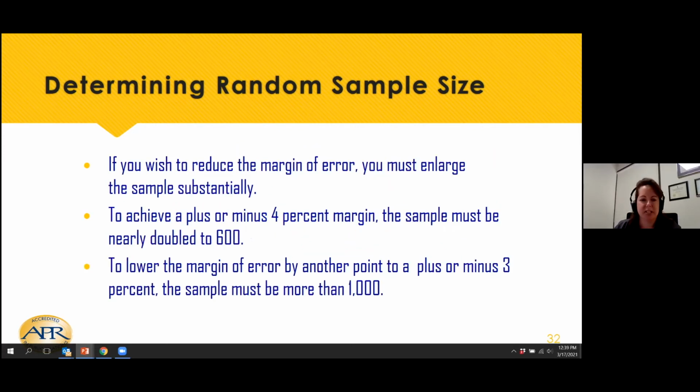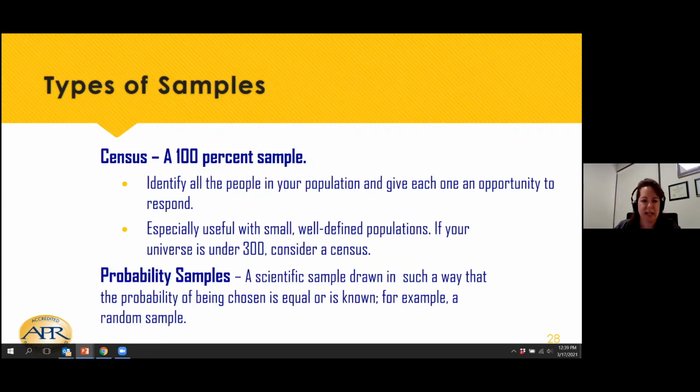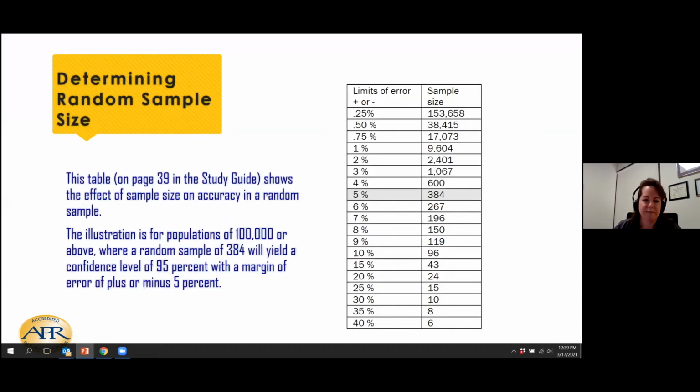All these definitions that we reviewed are in your study guide. These are not common terminology, but these are things you need to know for the exam. They may ask you a question related to a snowball sample, for example, and you just have to have an awareness of what that is. They're definitely going to ask you questions about determining random sample size. So, be aware of that.